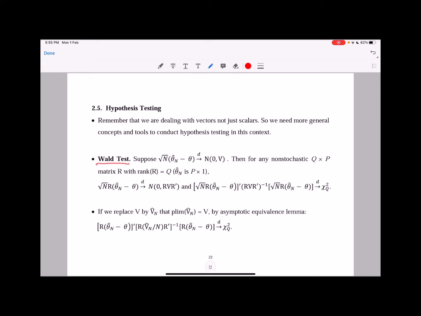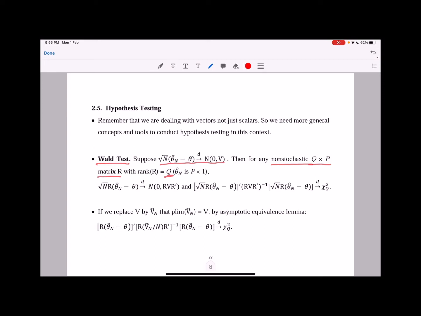Suppose we have an estimator theta hat, which is square root of n asymptotically normally distributed, and we have a non-stochastic q by p matrix R, whose rank equals q. The matrix represents the restriction, or the hypothesis, that we want to test. It is just non-random, and in this case it is linear. It is a matrix, so it is linear. These are the linear restrictions that we want to test.